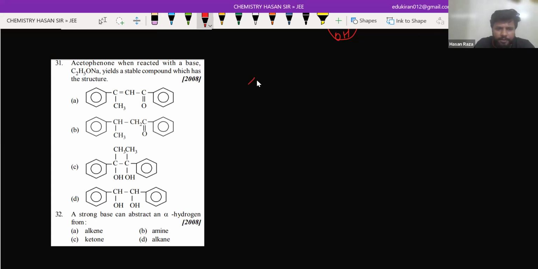So very simple it is. Let's say this is your Ph, that means benzene group, C double bond O, CH3. And another, I'm going to take this CH3, CH2, and hydrogen is there, and then C double bond O, and then Ph, in the presence of base, that means OH minus.